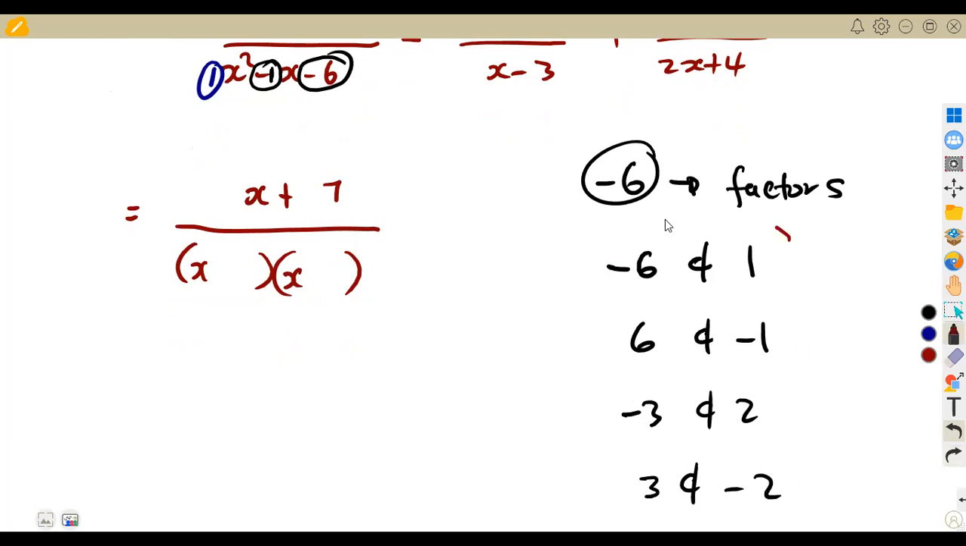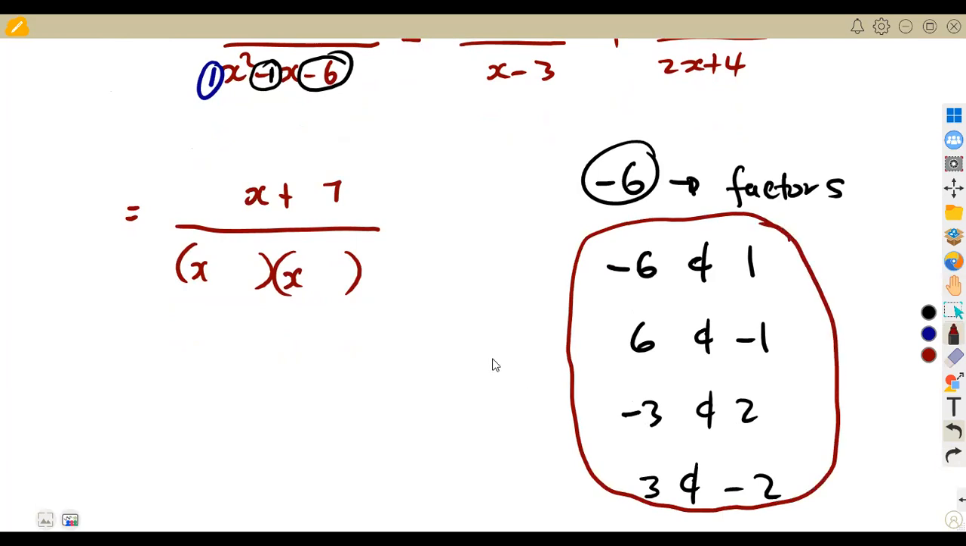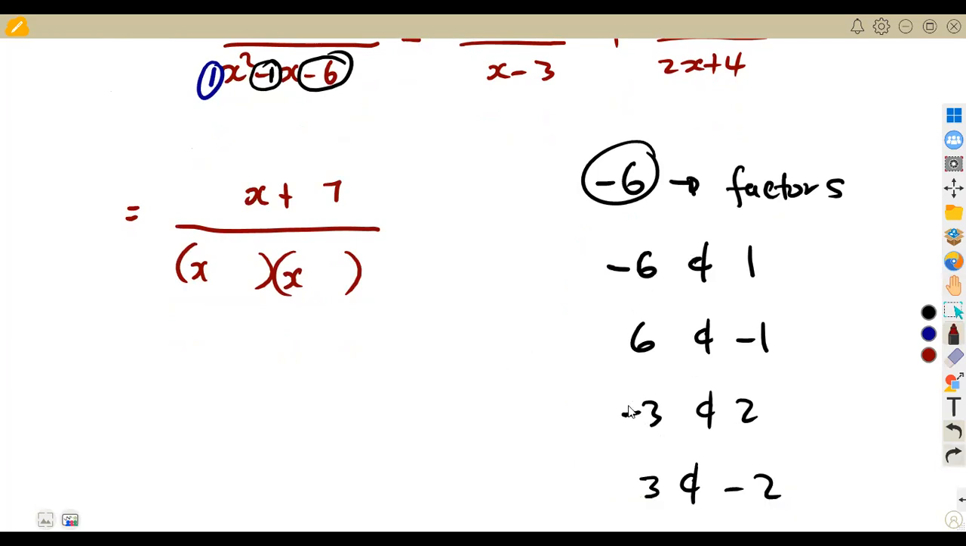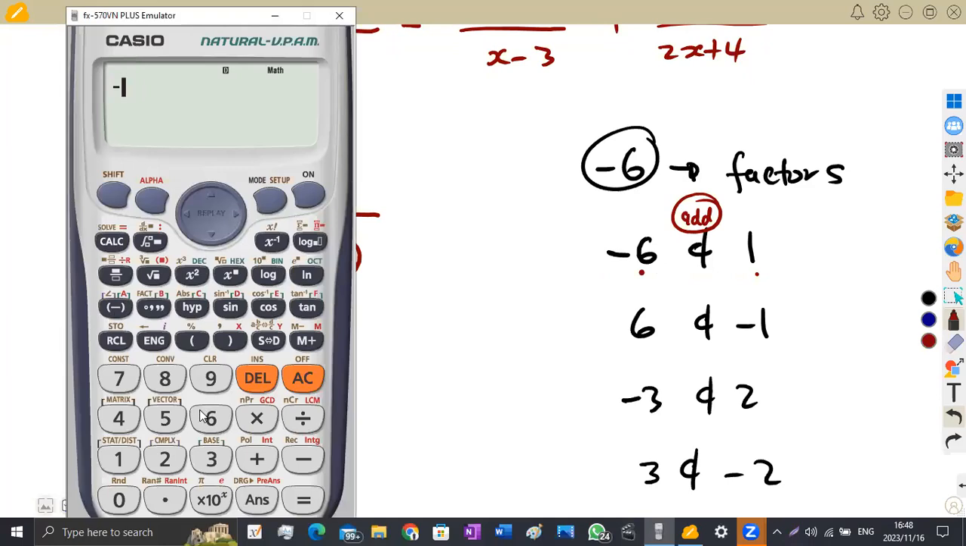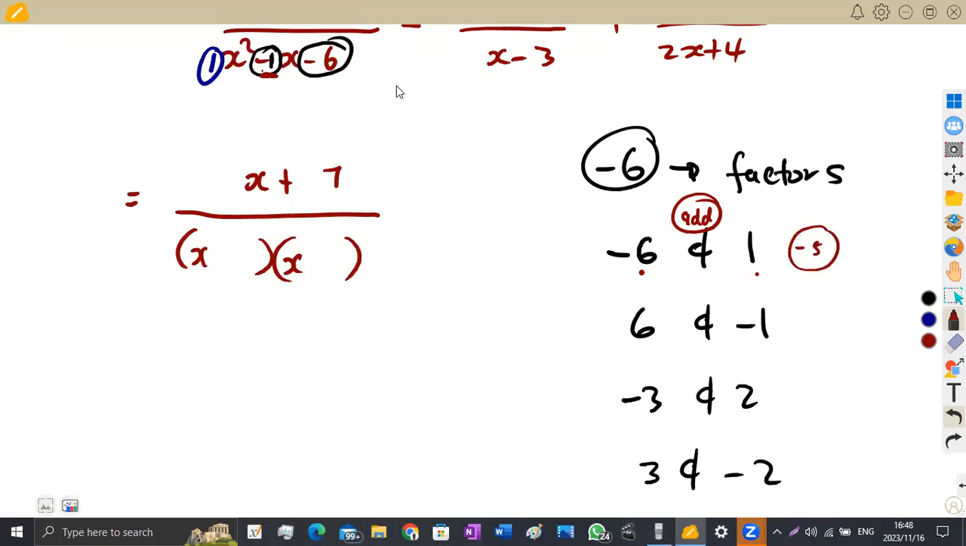So all these factors that we see here, guys, if you multiply them, they will give you a -6. But remember, it is not just obtaining a -6 by multiplying. We must add them so that they give us this middle term, which is -1. So now we are going to add, -6 plus 1. You can even try this on your calculator to see which pair gives you -1. So -6 plus 1 gives us a -5, which is not -1.